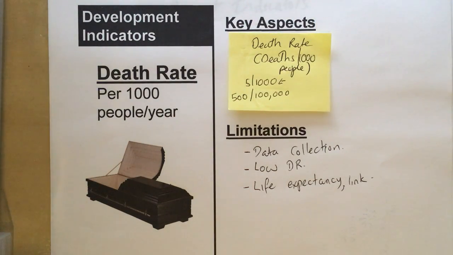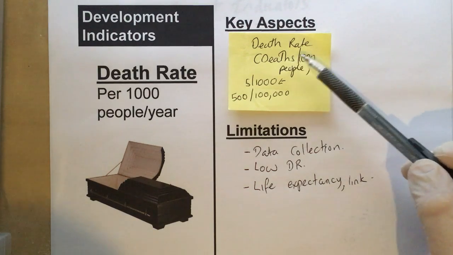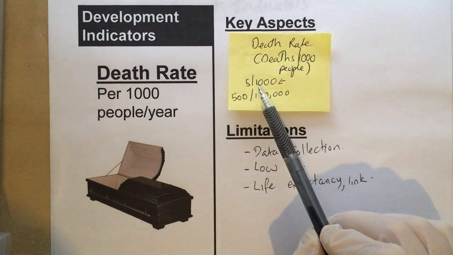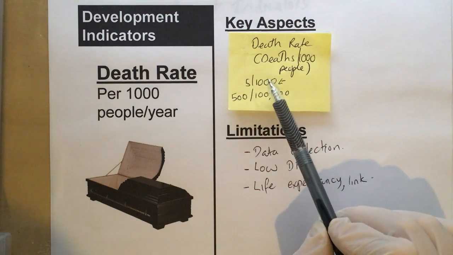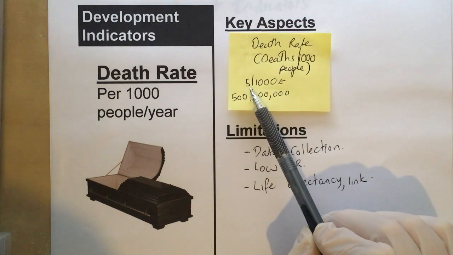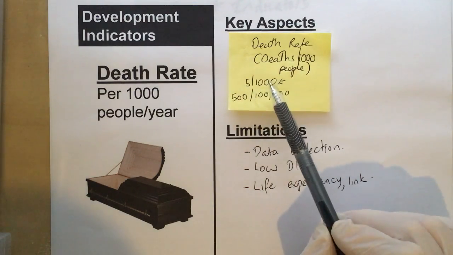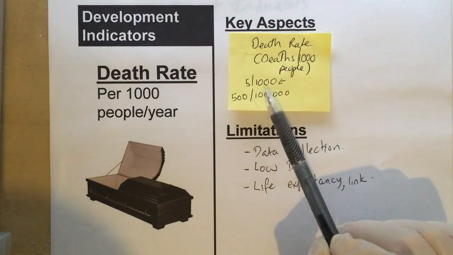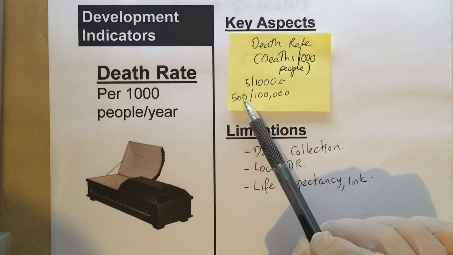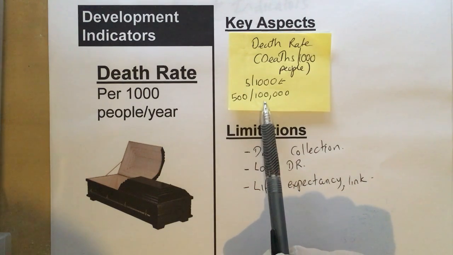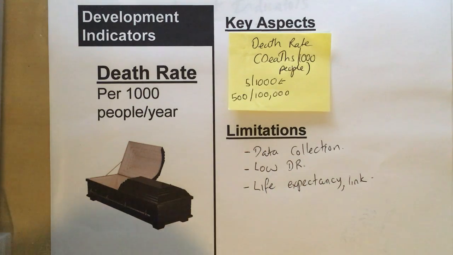Some of the things we learned in the previous video were it's the number of deaths per 1,000 people of population. So let's say a country has got 1,000 people in it. Let's say there are 5 deaths. If a country has 100,000 people in it, we multiply that by 100, and that is equivalent to 500 deaths per 100,000 in the country. So that's the death rate.